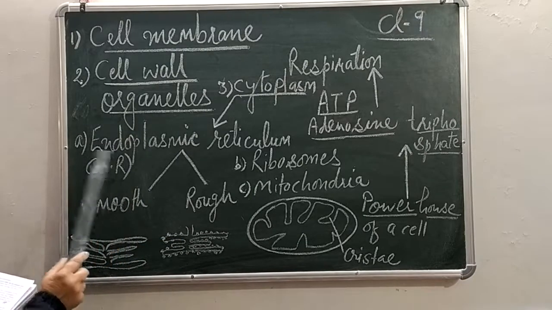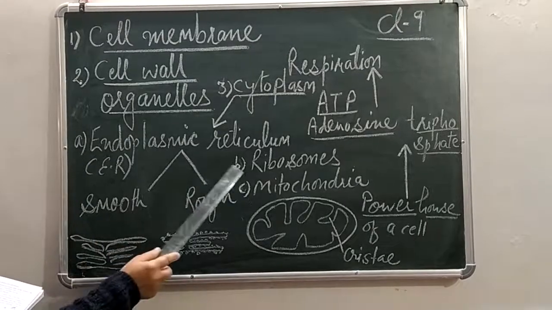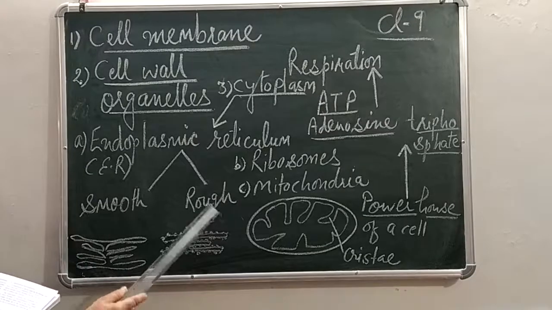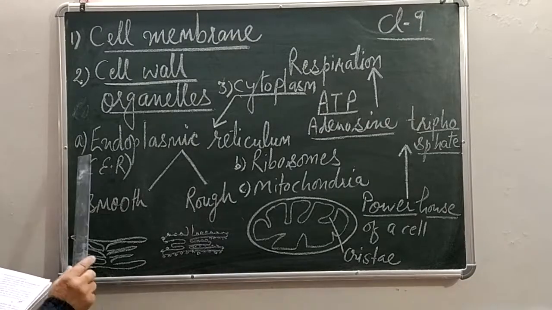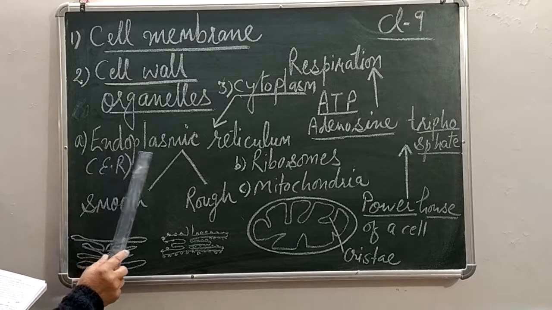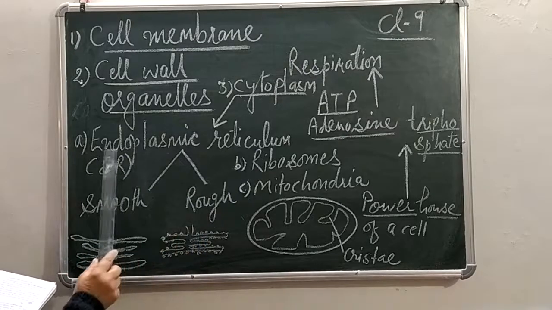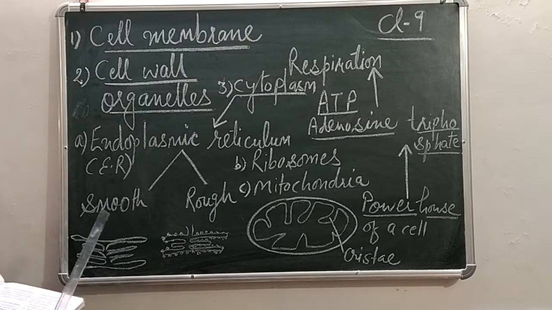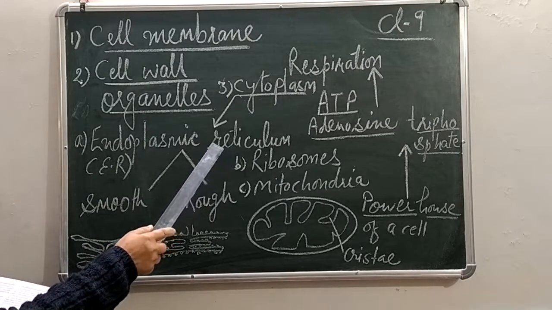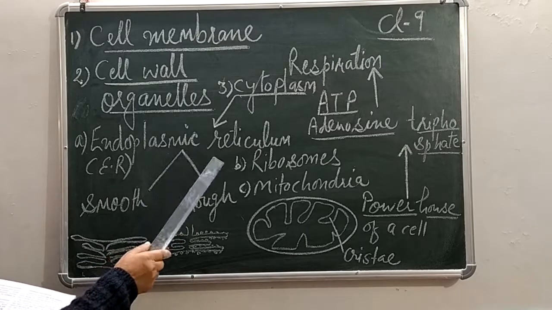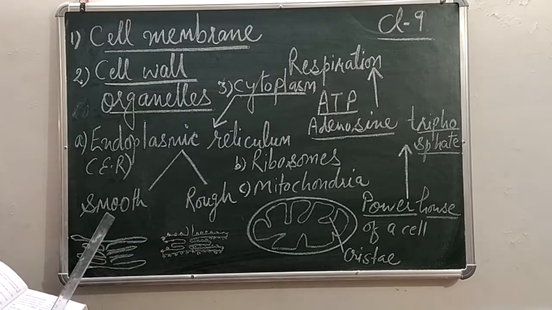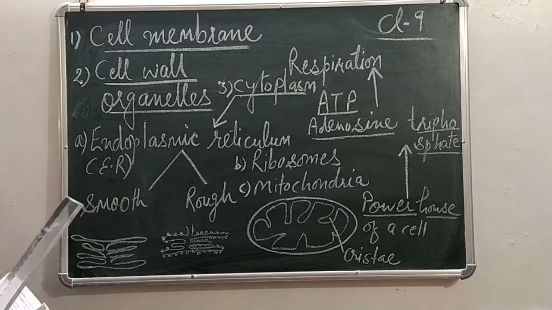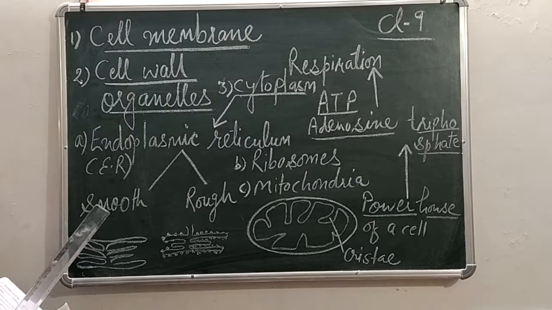Now I am telling you only 3 organelles, but there are 7 organelles present in a cell. The rest of the organelles I will explain in the next video. The first organelle is endoplasmic reticulum, shortly called ER. Now what is endoplasmic reticulum? It is very small and can only be observed under an electron microscope. It cannot be seen with naked eyes.